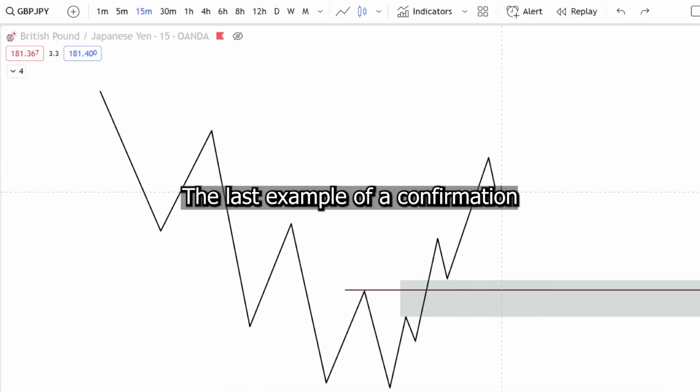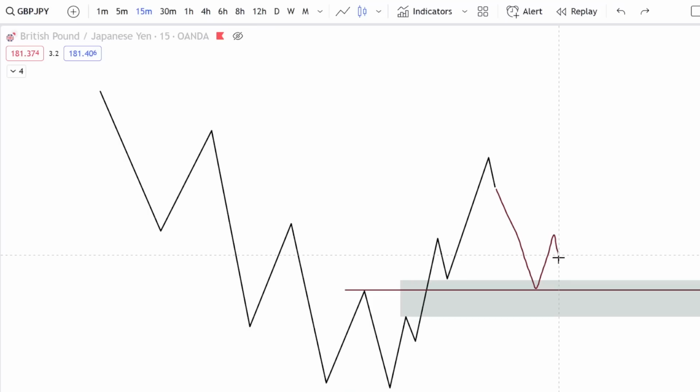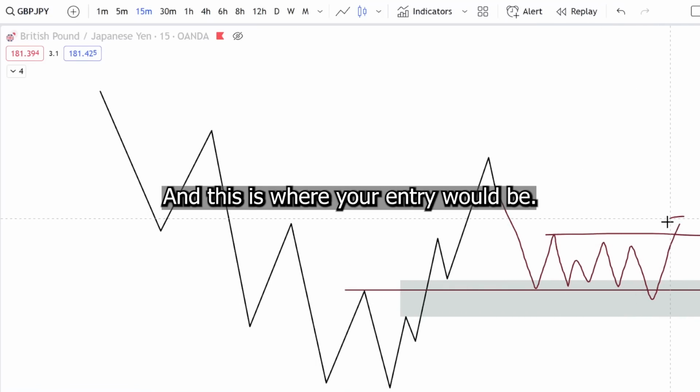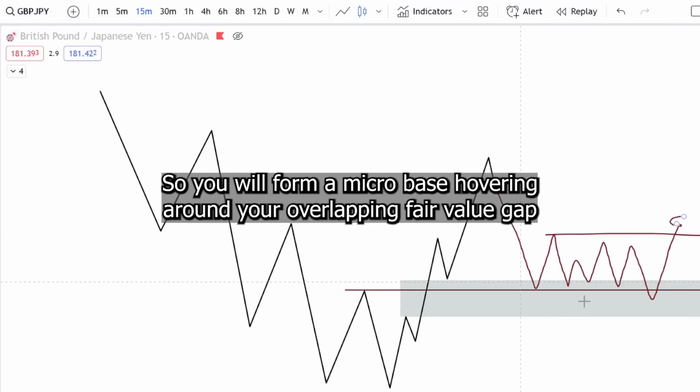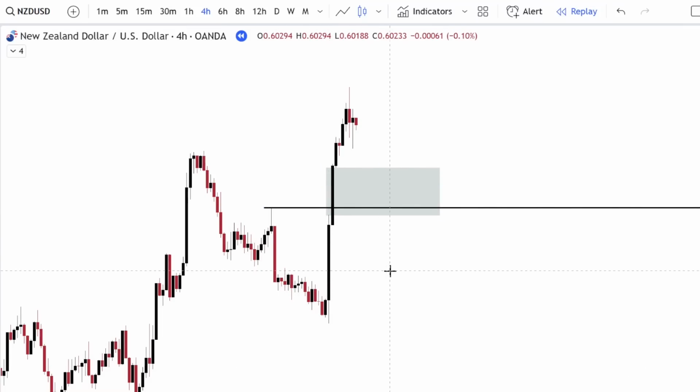The last example of a confirmation would be price approaching your overlap fair value gap and rejecting, and then price comes back into that initial range and consolidates and continues rejecting from that pullback to then eventually stop hunt and completely take out this level, and this is where your entry would be. So it will form a micro base hovering around your overlap fair value gap. Here we have our macro overlap fair value gap. Now let's go on the lower time frames for our confirmation.